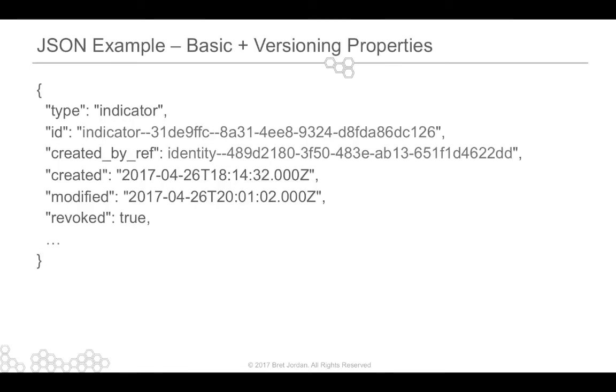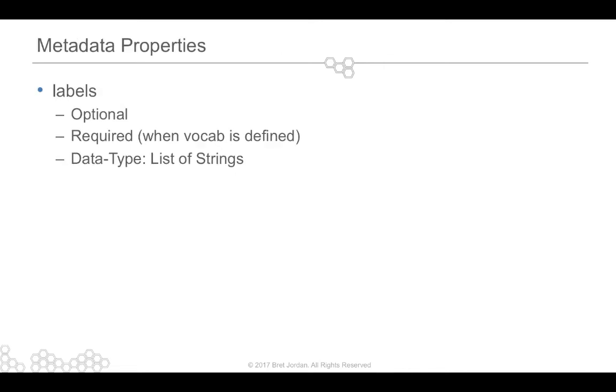In this example, you can see the first 6 common properties in the JSON serialization. We will finish fleshing out this example as we go through this video. The labels property is optional on most objects and is used to capture various classifications, labels, and/or tags that a producer may want to add to the object. On some objects, the labels property may be required. Generally speaking, it is required on all objects where an open vocabulary has been defined for the labels property. The data type for this property is a list of strings.